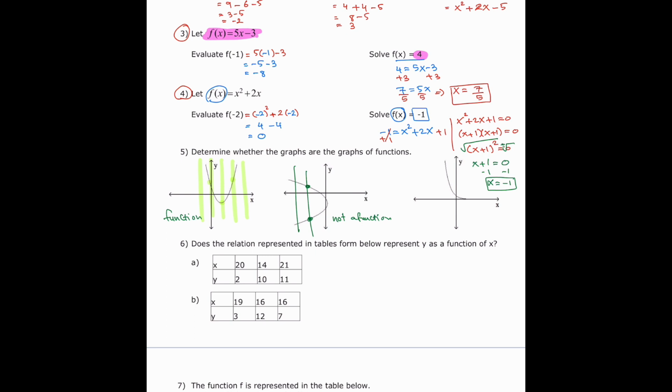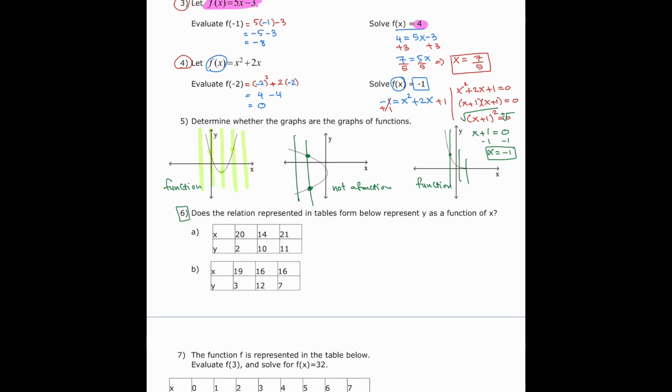The last graph, I will use the vertical line test, and as you can see, the graph intercepts the vertical line at 1 point only, so this is a function. So we use the vertical line test to determine if it's a function or not.